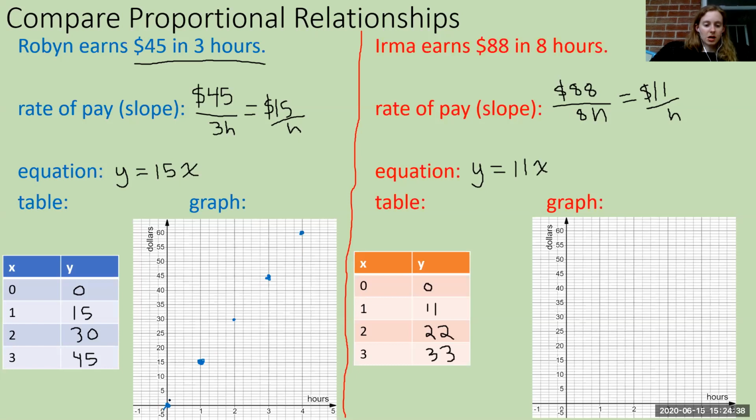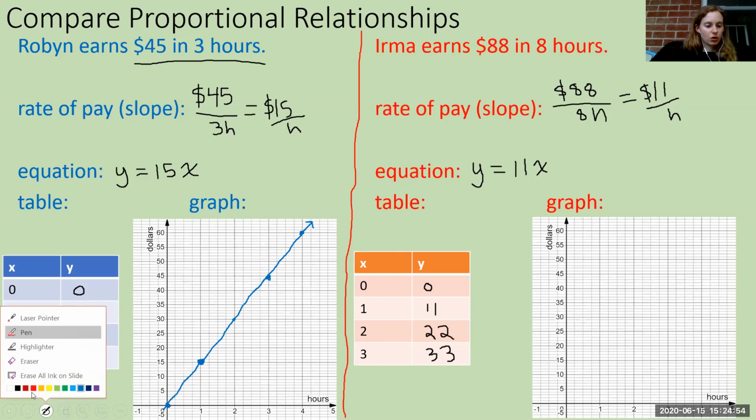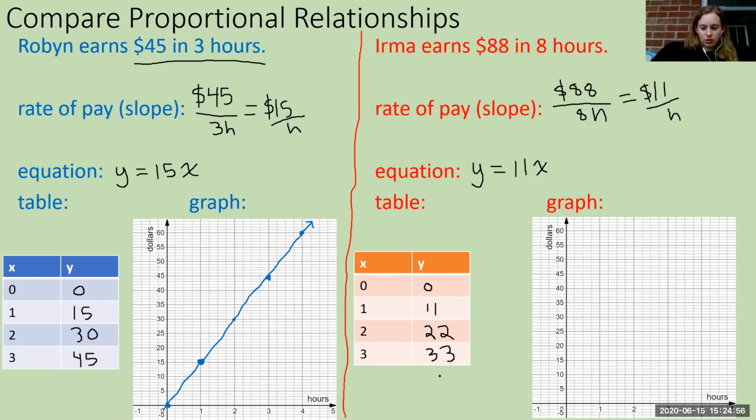Now if I try very hard, I can draw an approximately straight line through these points. And I can see my proportional relationship between hours and dollars. Let's do the same thing for Irma. So, of course, we start with 0, 0 here. And then for Irma, if she works 1 hour, she's going to make $11. So that's this point here.